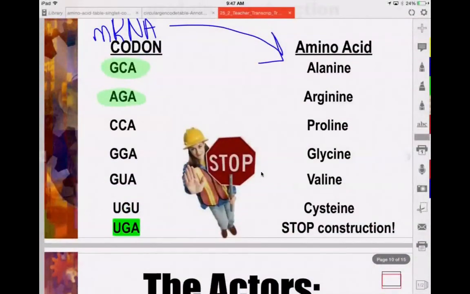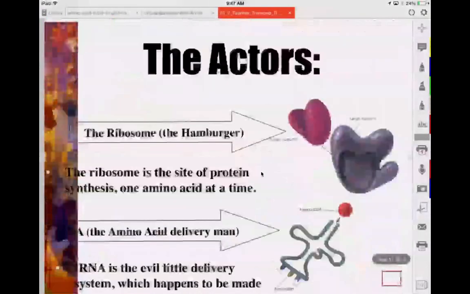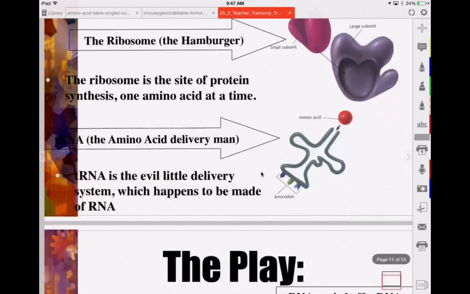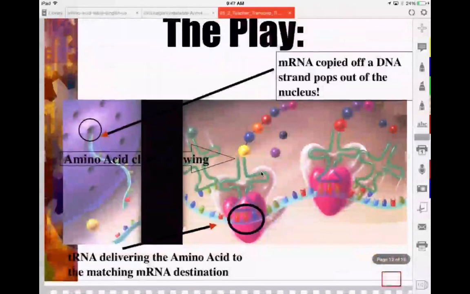So there's our codons on the mRNA. We've got our anticodons on tRNA, and the stamping process is translation. So as these are put into place, we bring in the actors, the ribosome, which kind of looks like a hamburger with a big bun, little bun, and our amino acid delivery man, tRNA. And as this play works out, you're getting the stamping process.